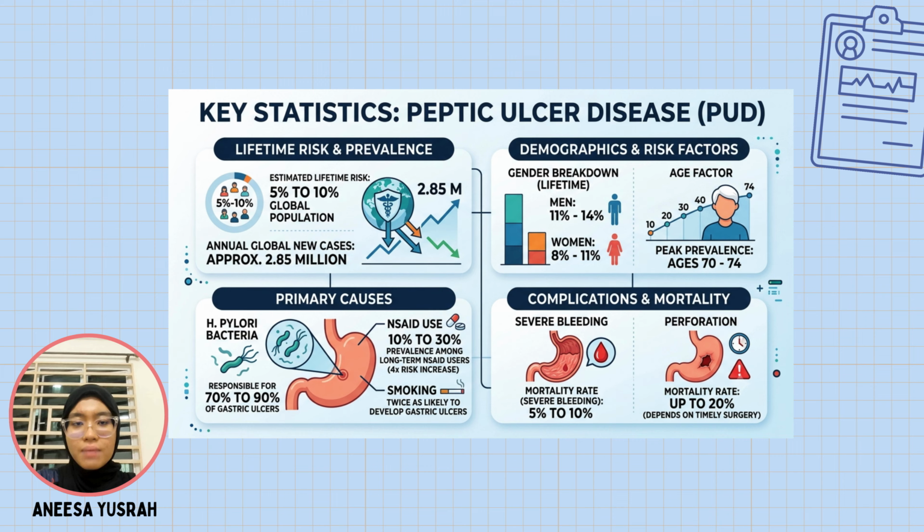So what causes them? The two biggest culprits are a stomach bacterium called H. pylori, which causes up to 90% of ulcers, and regular use of painkillers like ibuprofen, which multiplies your risk by 4. If ignored, ulcers can cause dangerous internal bleeding or even tear a hole in your stomach wall, which can be fatal. Frequent stomach pain is not something to ignore. Getting checked early saves lives.